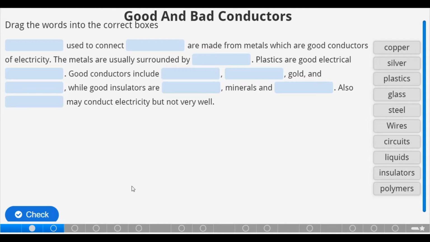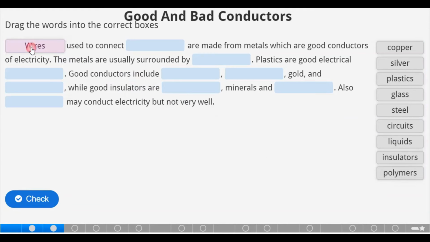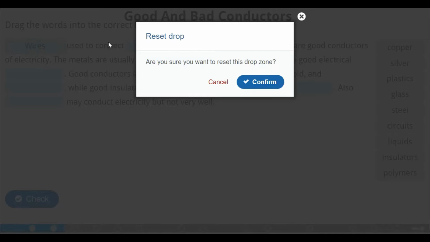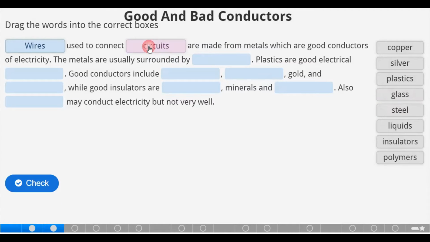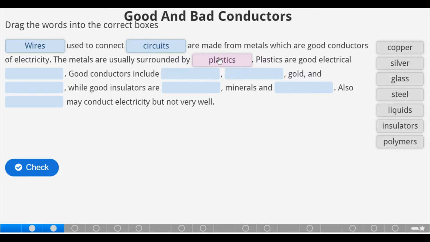Now, let's deal with good and bad conductors. Let's start. Wires are used to connect circuits. They are made from metals which are good conductors of electricity. The metals are usually surrounded by plastics. Plastics are good electrical insulators.